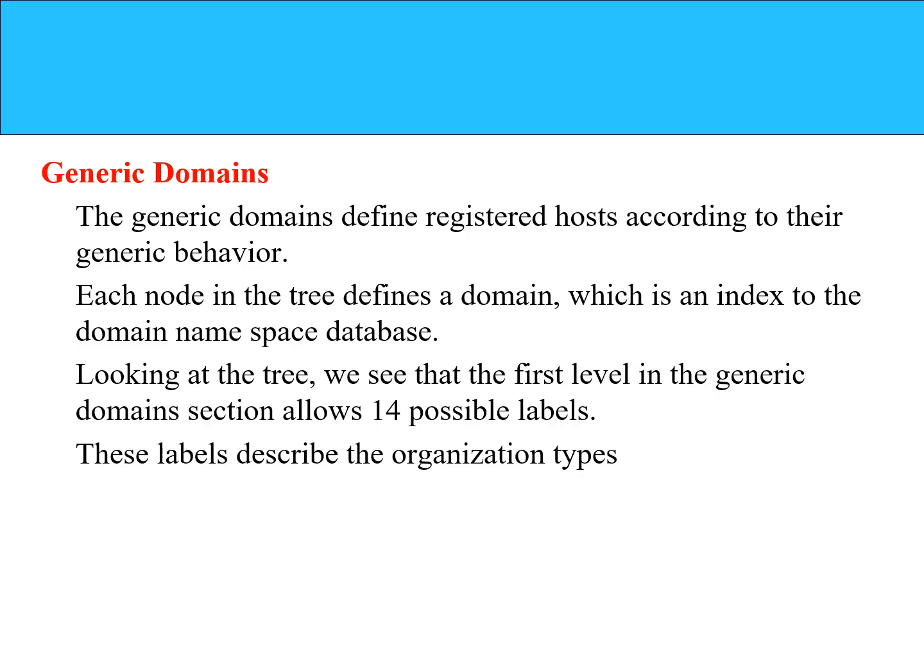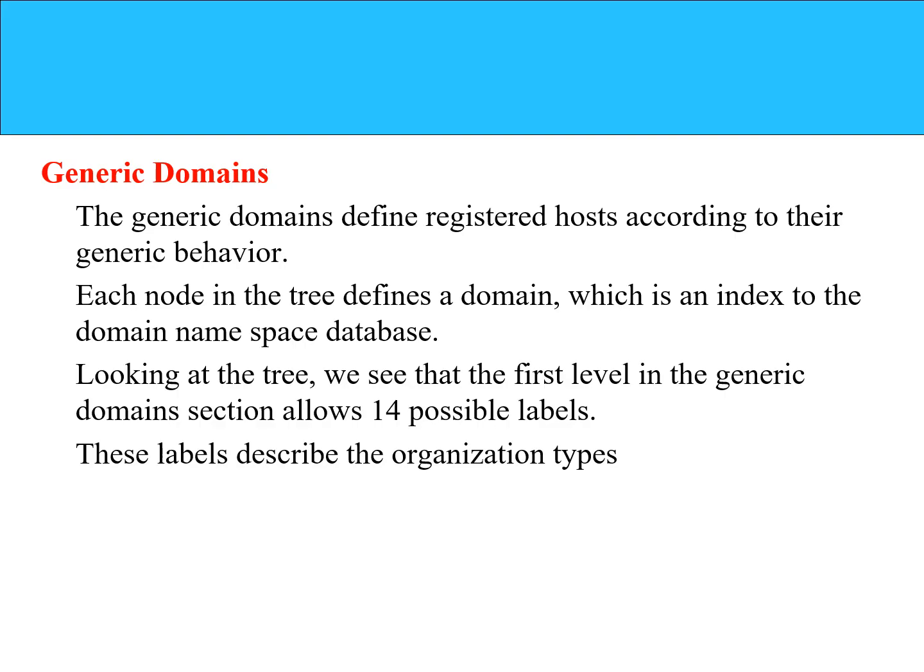The generic domains define the registered hosts according to their generic behavior. Each node in the tree defines a domain, which is an index to the domain namespace database. Looking at the tree, we see that the first level in the generic domain section allows 14 possible labels. These labels describe the organization types.